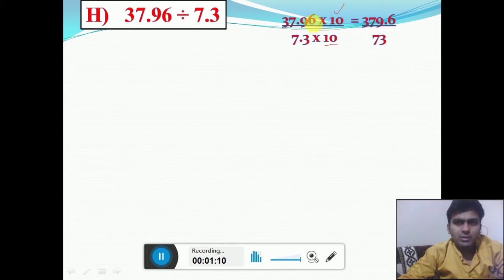If we are multiplying by 10, this decimal point will move one place to the right, and this decimal also will move one place to the right. So you will get 379.6 and 73. Now we can divide the number 379.6 by 73.